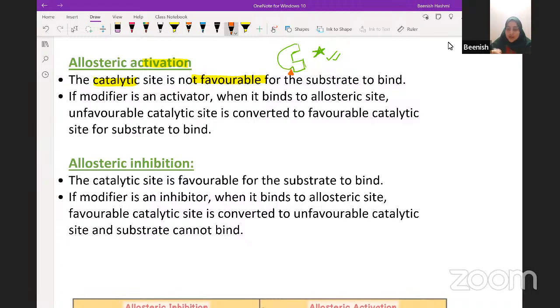Now what happens, because of this binding, this unfavorable site. I should have taken some other shape. Let's suppose it looks something like a star, complementary to a star. So now your star is going to come and bind. Okay, so this unfavorable site has been changed into a favorable site. I'll be more clear with the help of the diagram that I've shown you. My drawing is not that good.